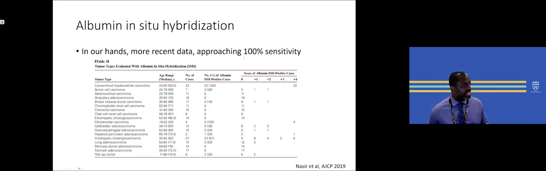So while quite sensitive, data from our practice just a few years back showed that rarely it can be expressed in other things. For example, acinar cell carcinomas can rarely show albumin ISH expression. You can rarely see it in breast cancers, and also in gallbladder adenocarcinoma. The sensitivity, though, is really, really high. So if I see a case that's negative for albumin ISH, I'll be very hesitant to call that an HCC.